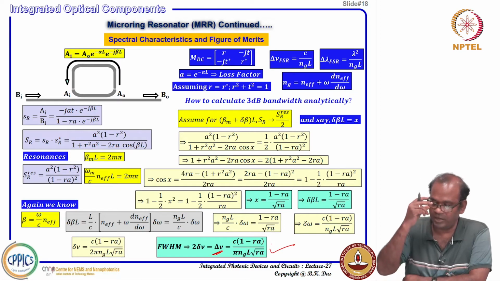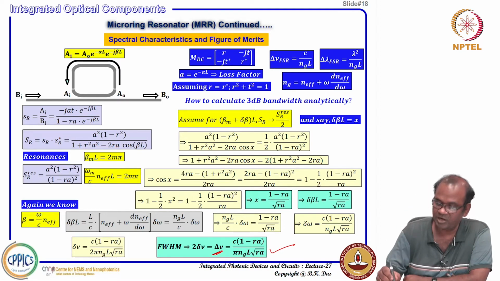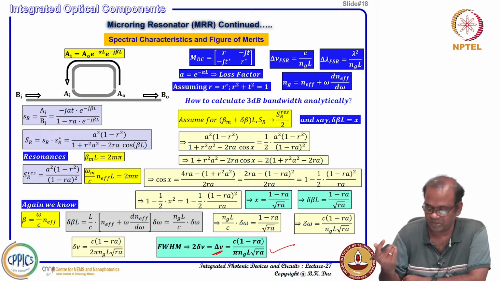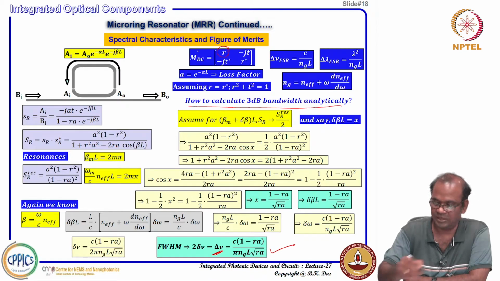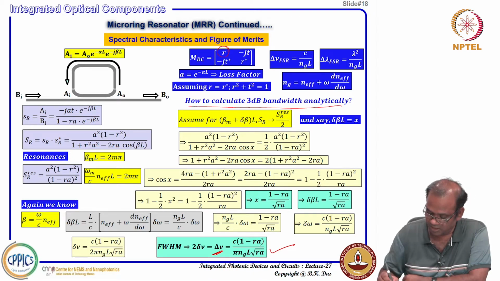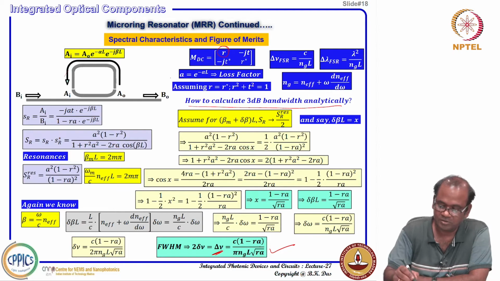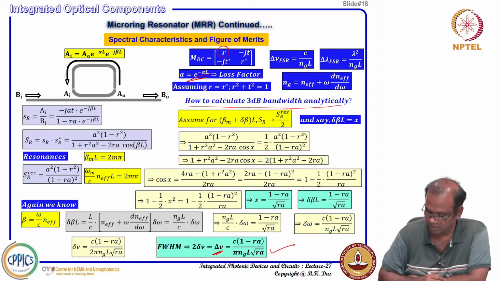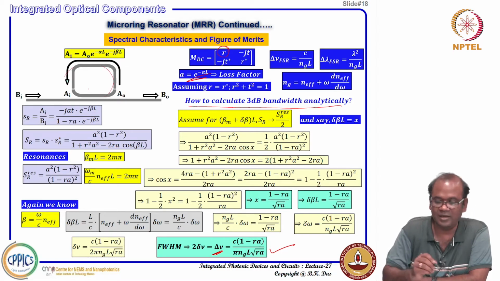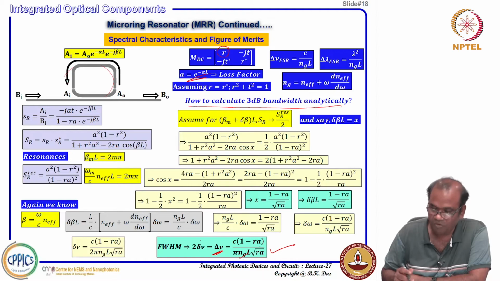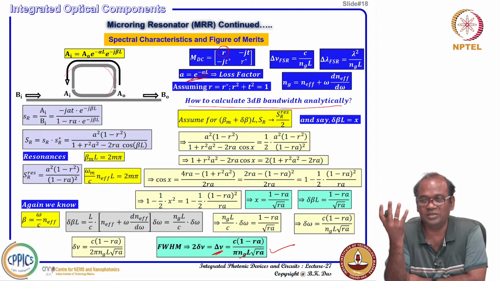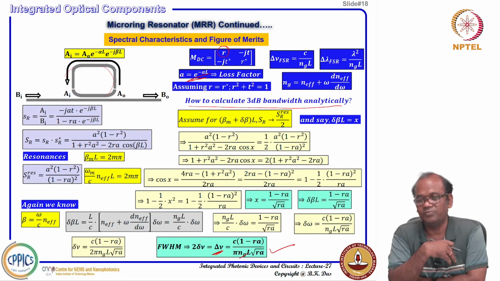So, FWHM means 3 dB bandwidth, 3 dB means 50% down. So, how to calculate the 3 dB bandwidth? If we know the R value of the directional coupler and the A waveguide loss value here, and if I know the perimeter length and the group index, of course c and pi are constants, then I can find how much 3 dB bandwidth there will be for the resonance.